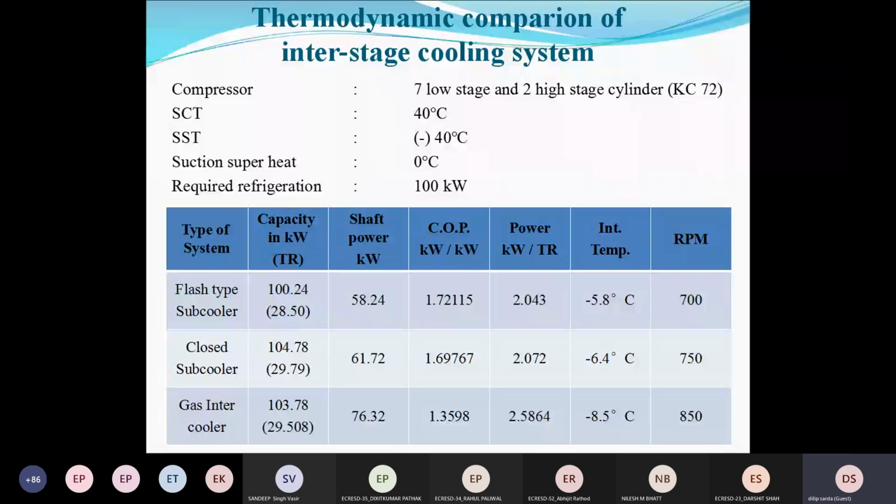We require more than 2 kilowatt per TR in case we go with the flash type subcooler, and the intermediate temperature is minus 5.8 degrees centigrade as per your chart, and the running RPM is 700 RPM.